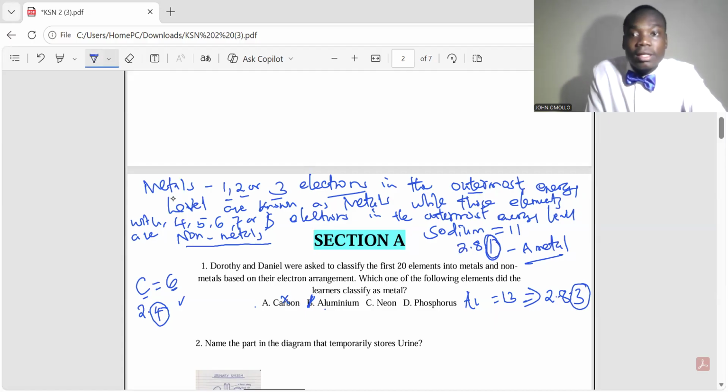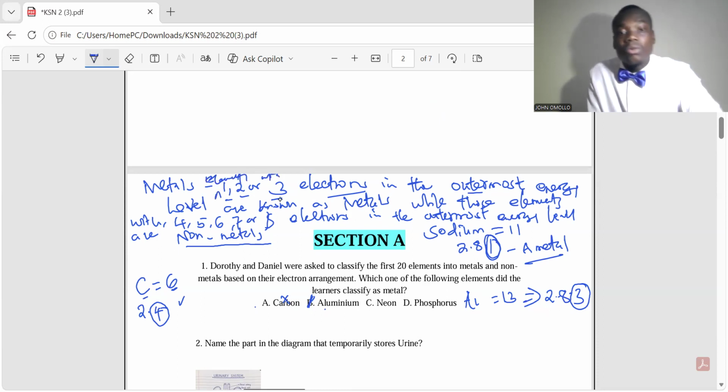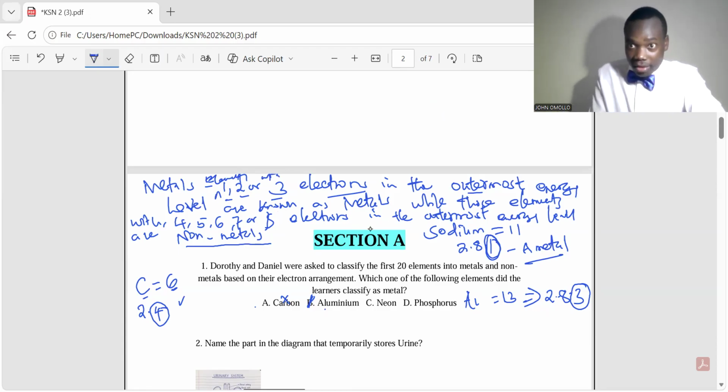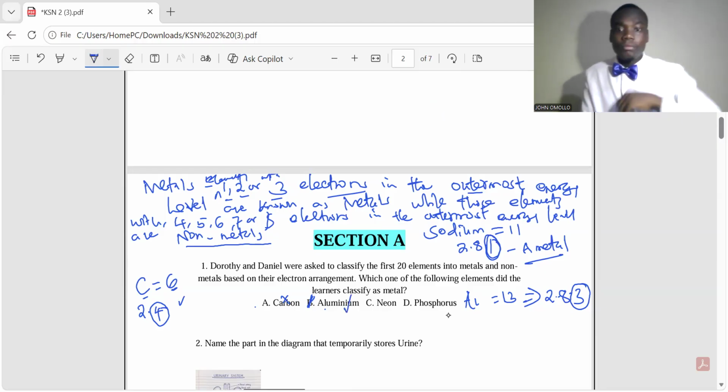You look at the statement which I wrote up here. It says that elements with 1, 2, or 3 electrons in the outermost energy level are known as metals. So in that case, our answer for metals is aluminium.